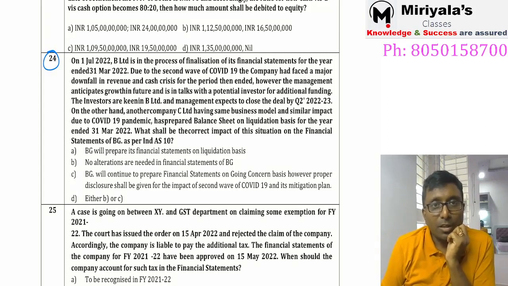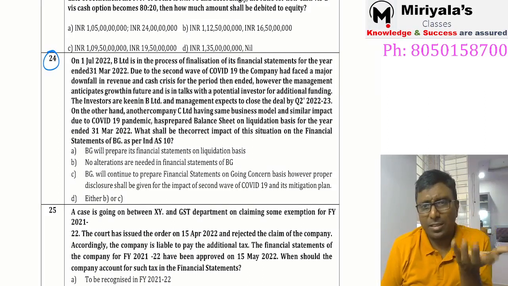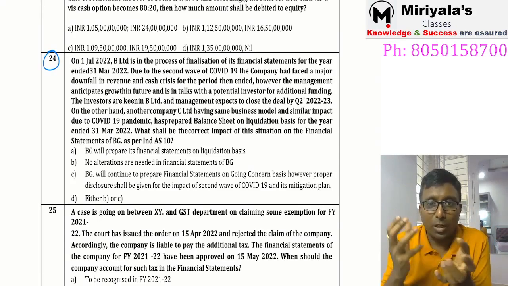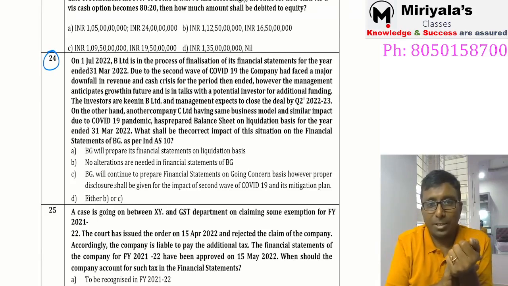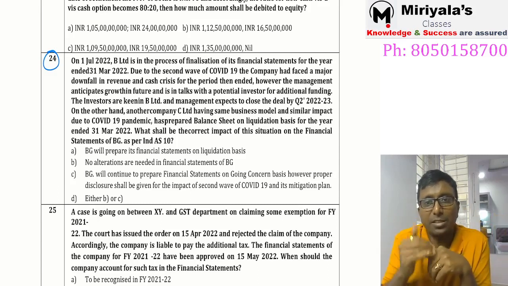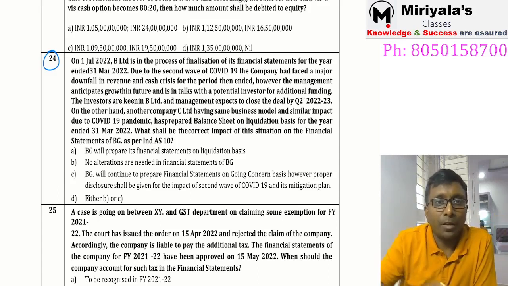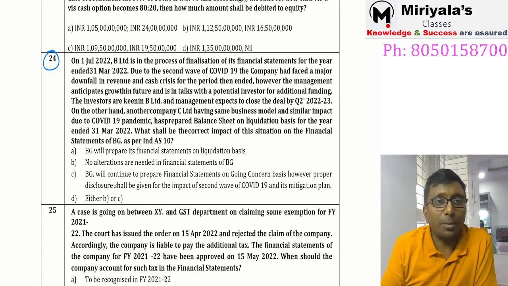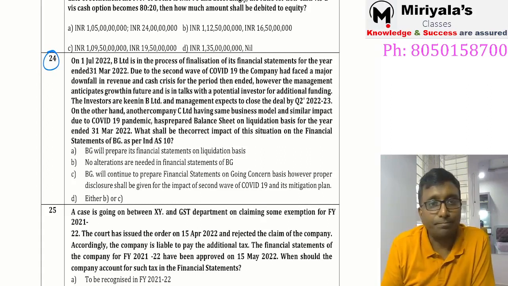You understood the question? They were in talks with the investor, as they are in crisis. The investor is going to close the deal, meaning they will invest in 2022-23. In the meanwhile, he has given information about another company, C Limited. That company has prepared its statements on liquidation basis, assuming there is no going concern assumption. That is the stand they have taken. So now, how are we supposed to prepare the statements of the initial company, B Limited? What do you say now?